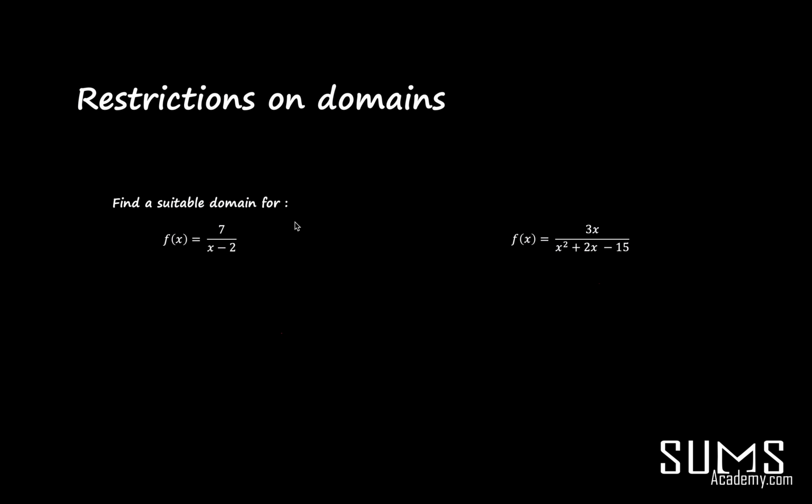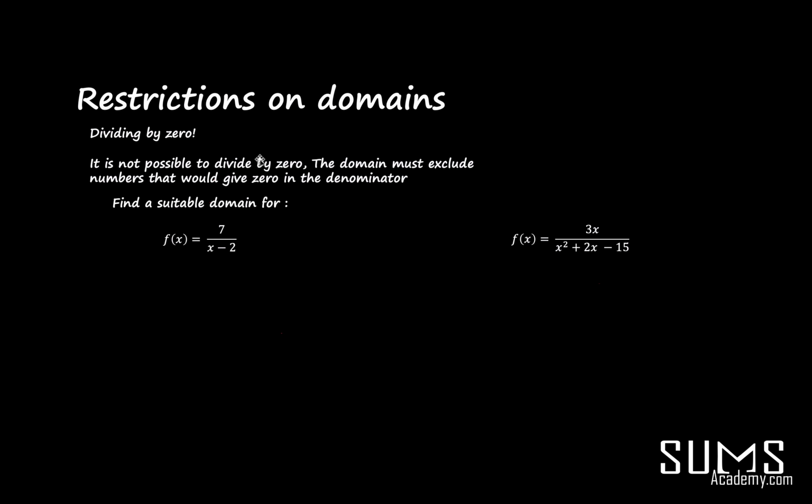For this one, what we're going to think about is the x at the bottom. Whatever happens, we can't have this bottom part equal to 0. It's not possible to divide by 0. So we say that the domain must exclude the numbers that would give 0 in the denominator.